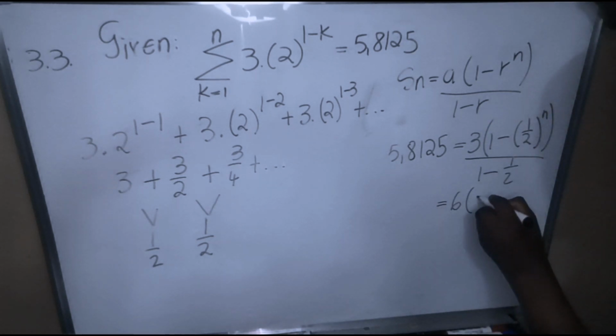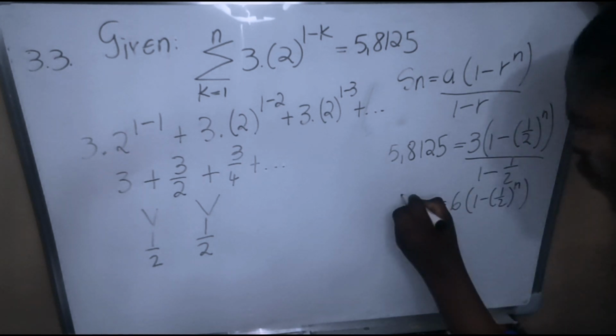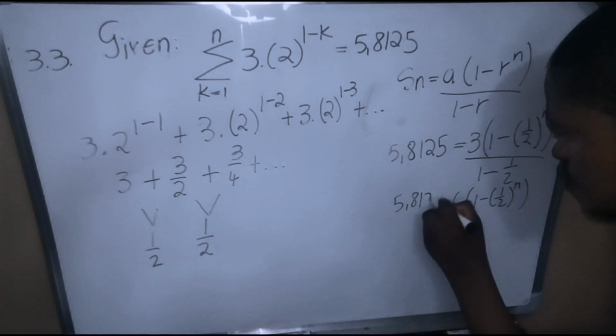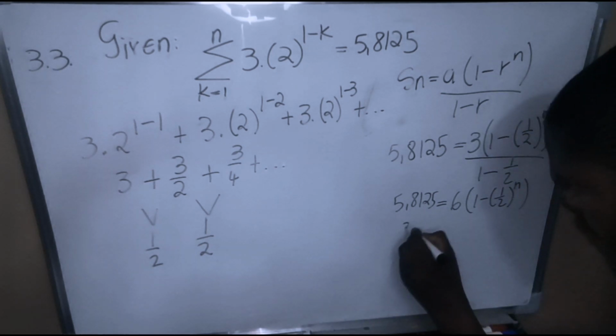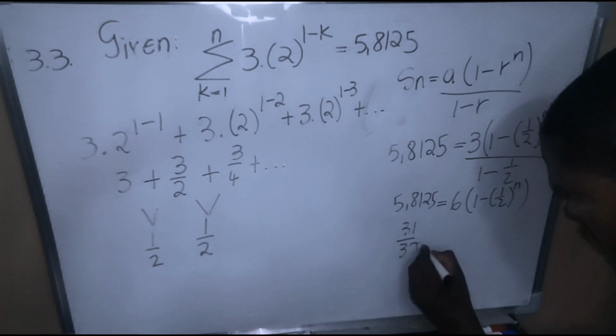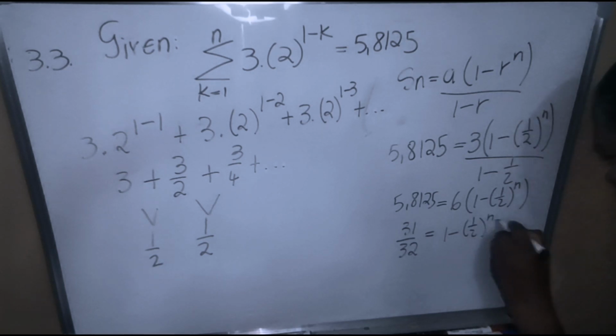6 bracket 1 minus 1 over 2, close bracket to power n, close bracket equal to 5,8125. Then I'm going to divide both sides by 6, so that I can be left with this bracket only. 5,8125 divided by 6. The answer there is 31 over 32, which equals 1 minus 1 over 2 to power n.